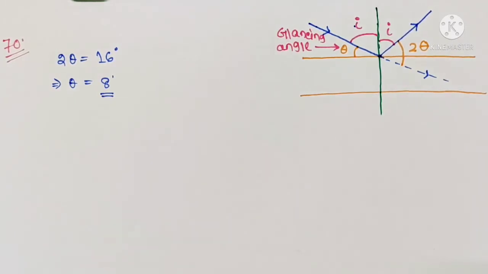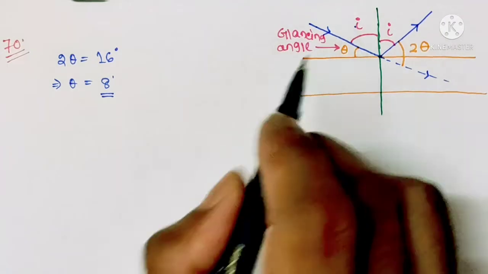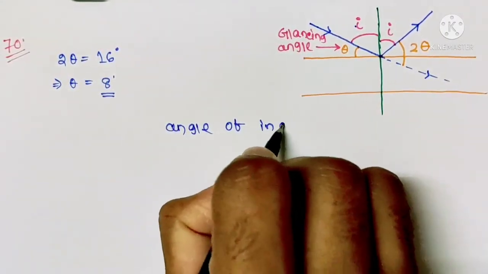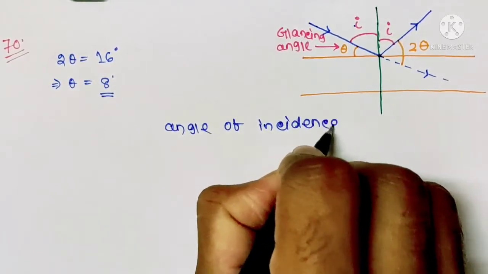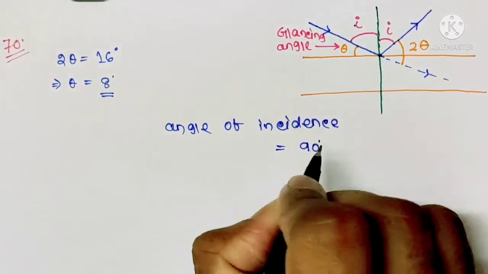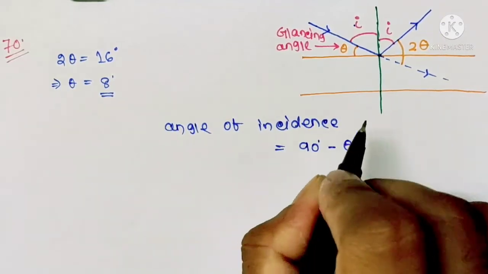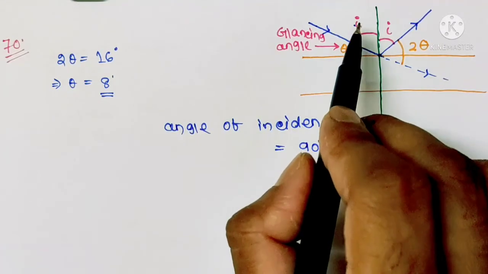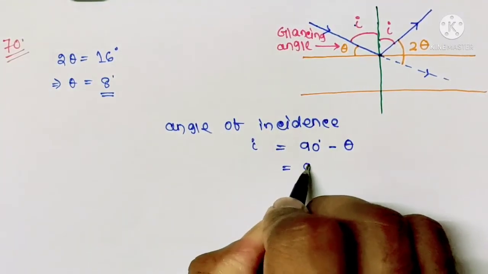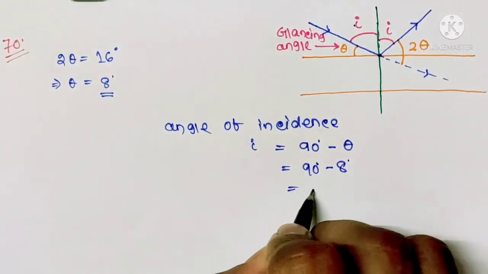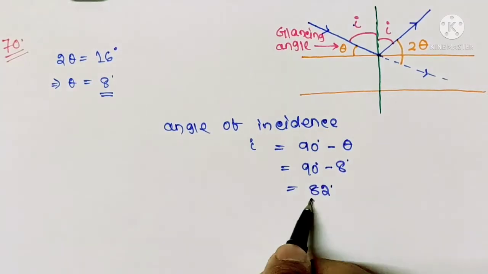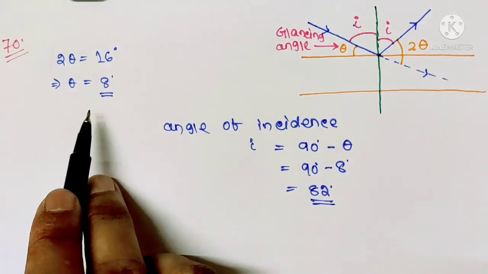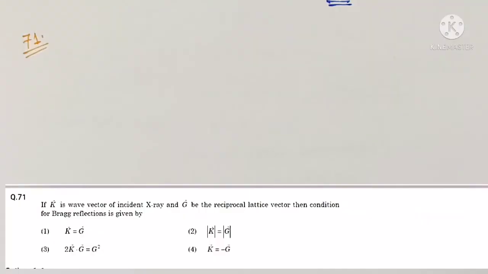So if we calculate the angle of incidence here, that is 90 minus theta. This total is 90, so 90 minus theta will give us the angle of incidence, that is I. So 90 minus 8 degree, that is 82 degree. So here 82 degree is the angle of incidence and the glancing angle is 8 degree.